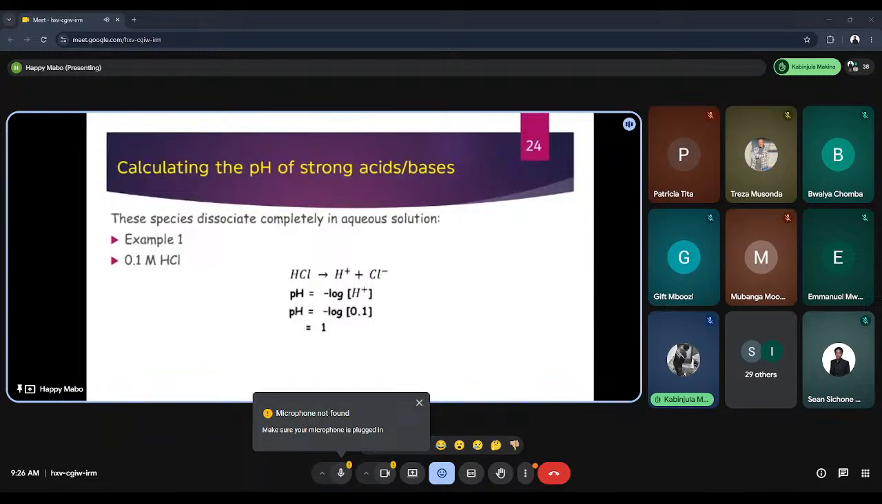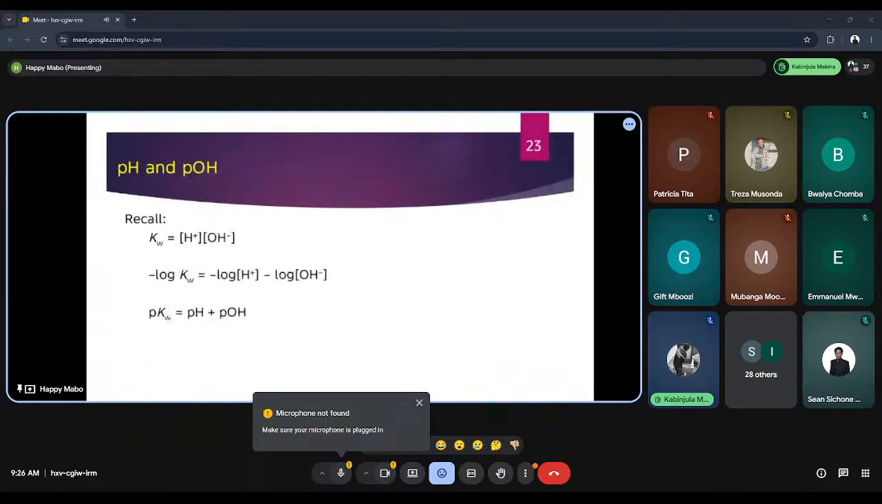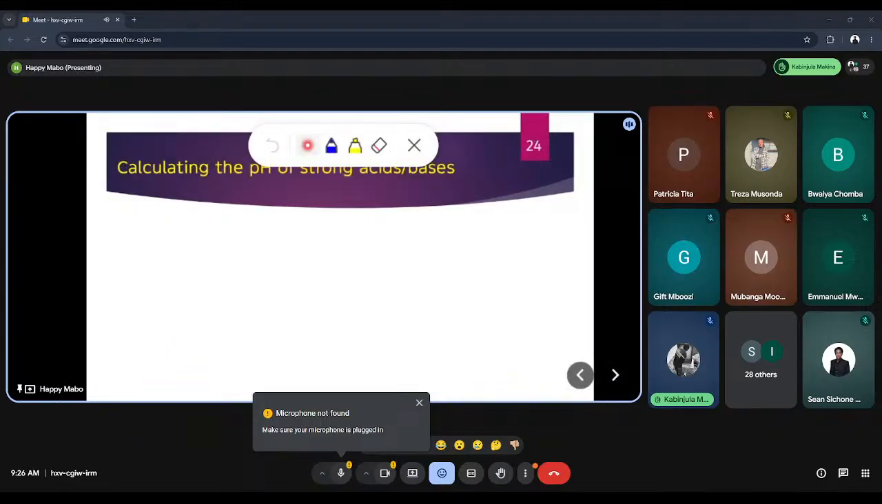If you're able to tell what type of acid you're dealing with, then it becomes very easy to come up with the dissociation equation. Once you establish what the dissociation equation is going to be like, you'll be able to determine the concentration of hydrogen ions. Such as in this case, we see that, just give me a minute. I'm trying to bring up the pointer.